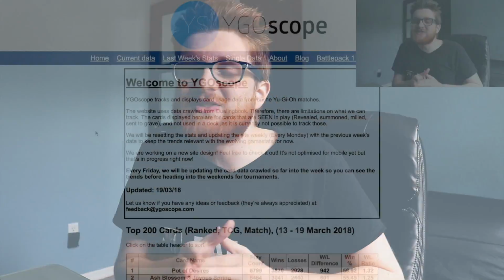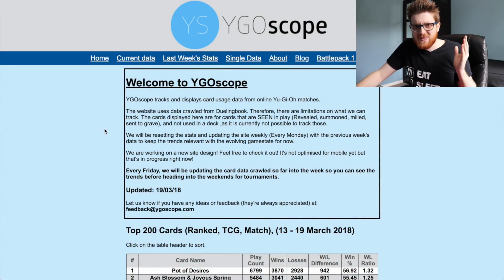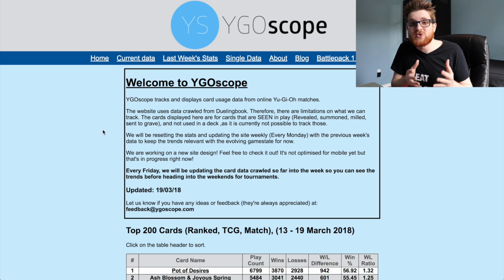So what I'm going to do is I'm going to go ahead and get over here and just show you guys how YGOScope works as a whole, how you can filter through some of the data, and also give you some of my impressions of what we currently have available to us of the data at the current moment, just so you can kind of get a glimpse of how everything works.